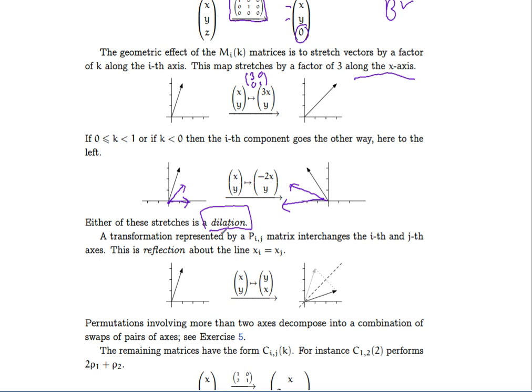Okay? And you may have seen this in your geometry class. Okay? Transformation represented by the P_ij. Remember, P_ij is row exchange. So we interchange the ith and jth rows. Now, in this simple example of 2 dimensions, if I exchange the x and the y, going to (y, x), then I'm going to be changing the x to the y and the y to the x. And if you do plot a couple of points like this, you'll see that the map takes the vector to its mirror image, assuming the mirror is along the 45-degree line.